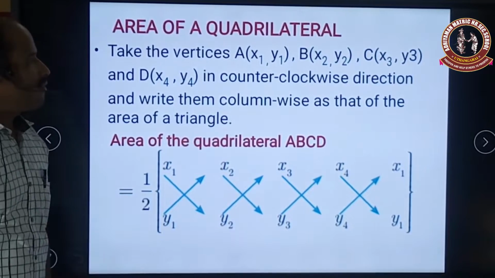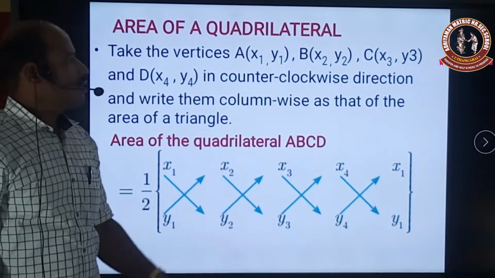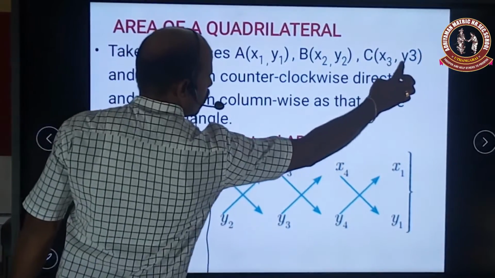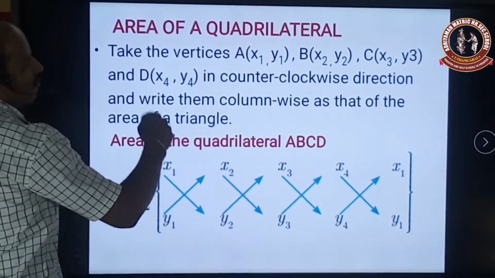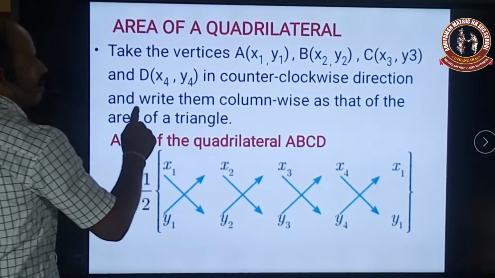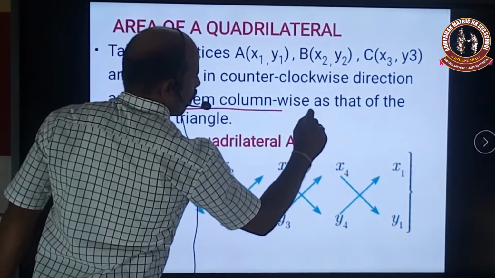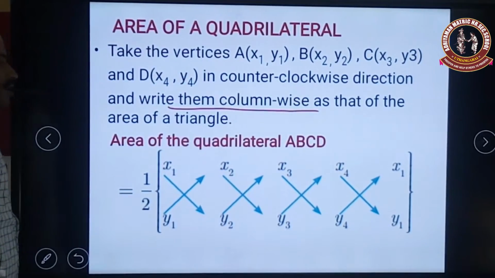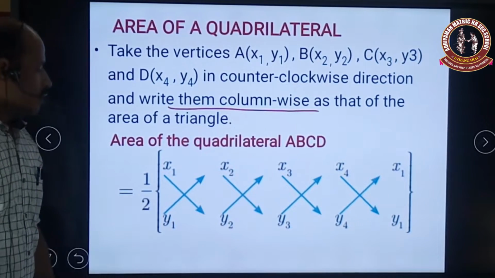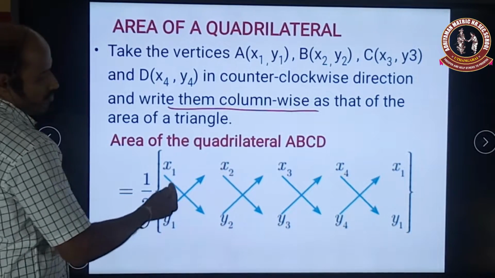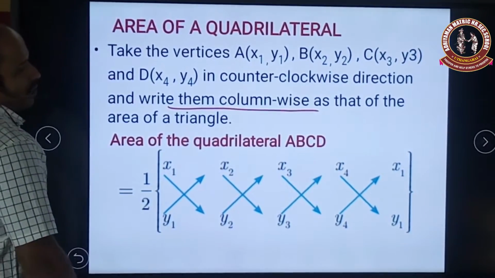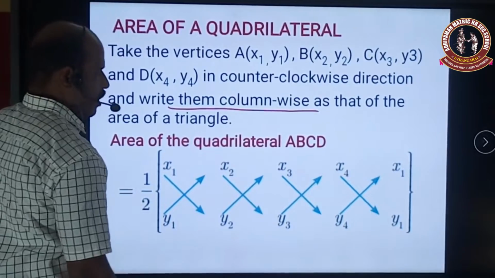Four vertices are given. Take the vertices A of x1, y1, B of x2, y2, C of x3, y3, and D of x4, y4 in counterclockwise direction, and write them column-wise as in the area of a triangle. Area of the quadrilateral ABCD equals half into the column-wise arrangement. Already you know the area of the triangle formula.